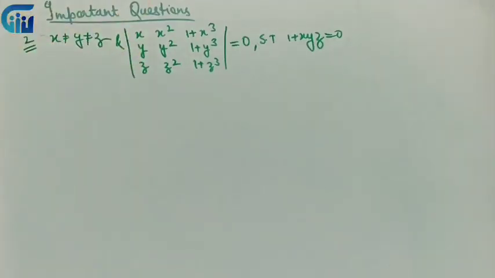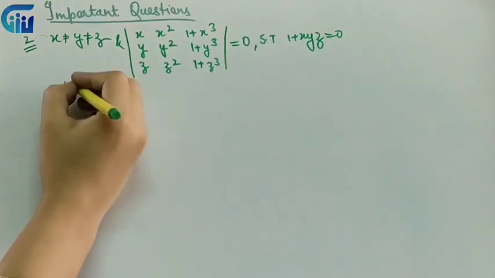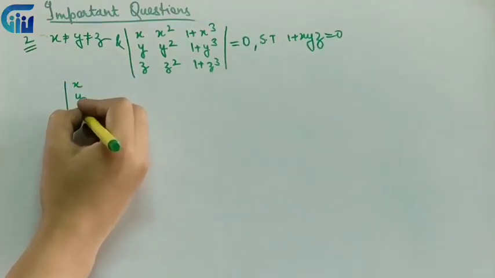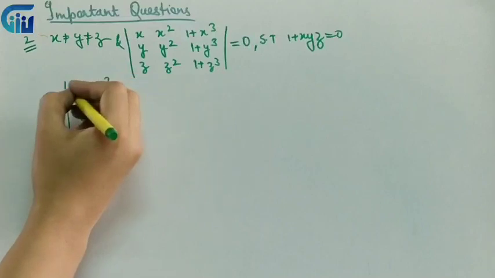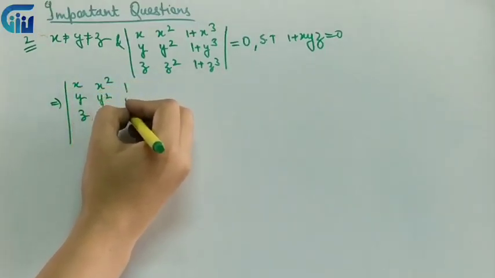Since the determinant is given to be 0, I'll start the solution with the determinant. So given a determinant like this, now what I'll do is, we can always split it into 2, since the column is written as a sum of 2 elements. So I'll split it into 2.